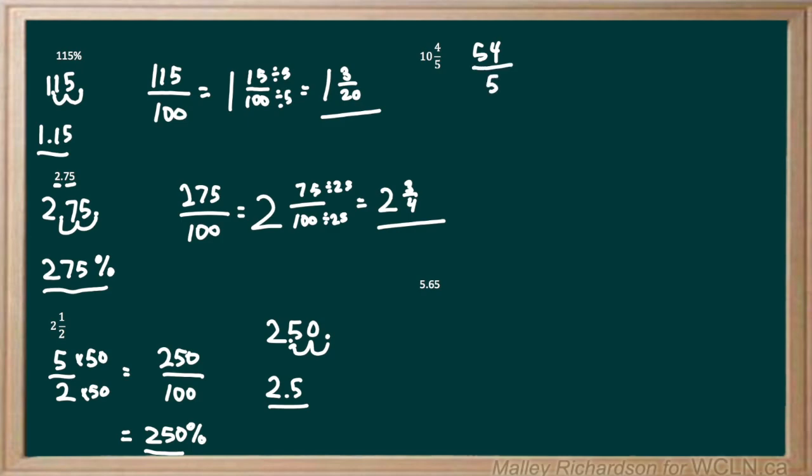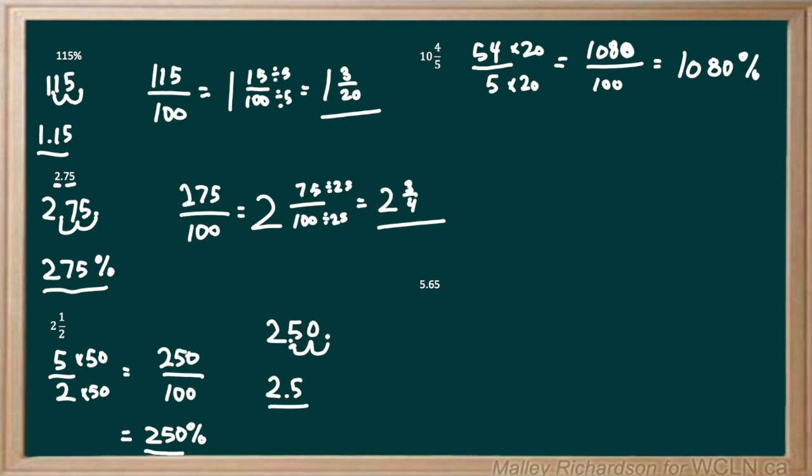But now we want to turn this denominator to be a denominator of 100. So what do we have to multiply by 5 to give us 100? Well, 5 times 20 is 100, so we multiply the bottom and the top by 20. 54 times 20 is 1080, and 5 times 20 is 100. So now we have 1080 over 100, and to turn this into a percent, we just take our numerator. So 10 and 4/5 is 1080%.